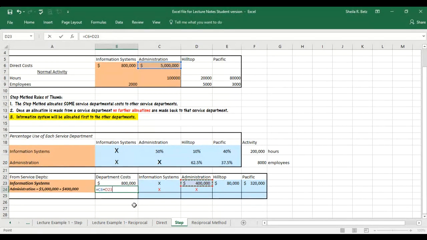So the administration department just got billed $400,000 from information systems. They say, well, great, guess what we're going to do? We're going to pass that along to the departments we bill. So now the department cost is $5.4 million for the administration department. They can't bill information systems. They were second runner-up. They can't bill themselves. So all of that's going to be divided up between Hilltop and Pacific.